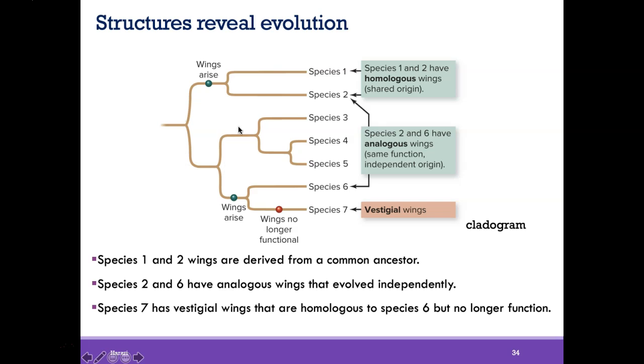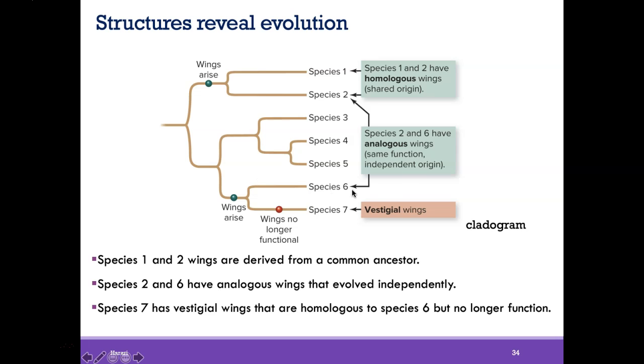Suppose that these organisms diverge without wings in one way, but at a different point in development, wings happen to arise. Well, we would say that species 6 has wings, and those wings are analogous to the species 2 wings because they have the same function, but they do not have a common origin. They have an independent origin. So we could say that species 2's wings are analogous to species 6's because they evolved independently.